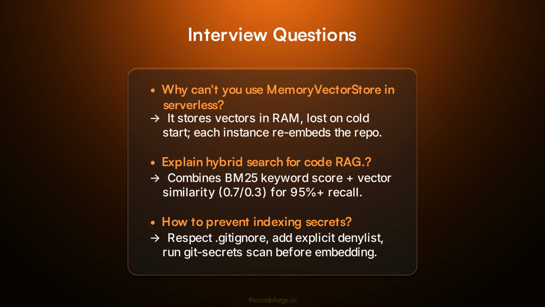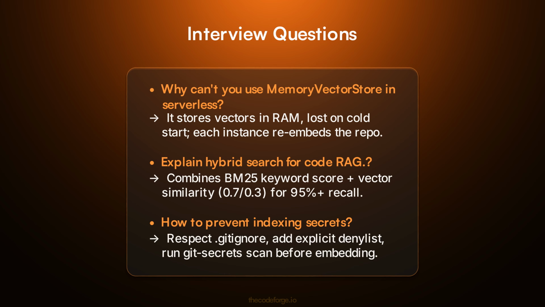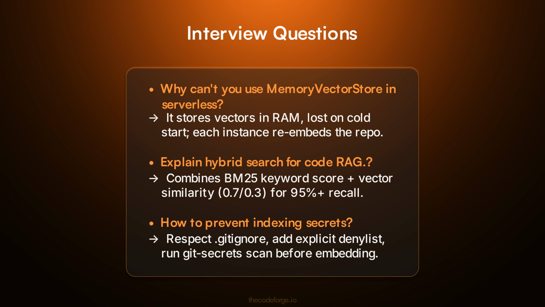Let's run through some common interview questions. Why can't you use MemoryVectorStore in serverless? It stores vectors in RAM, lost on cold start. Each instance re-embeds the repo. Explain hybrid search for code RAG. Combines BM25 keyword score plus vector similarity, 0.7/0.3 for 95% plus recall. How to prevent indexing secrets? Respect .gitignore, add an explicit denylist, run a git-secrets scan before embedding.